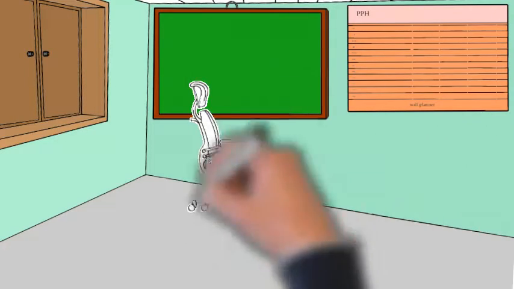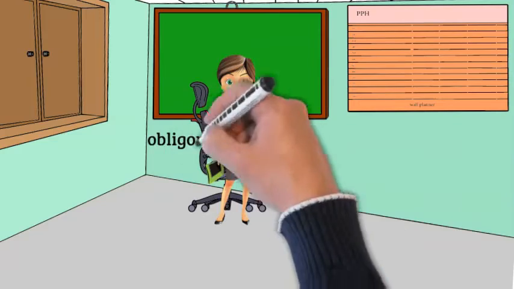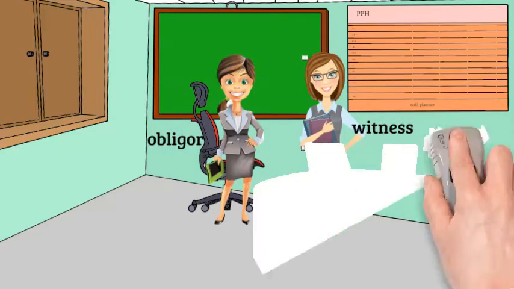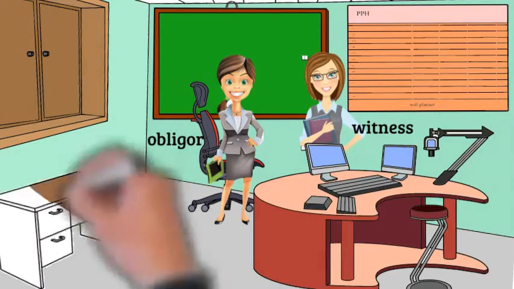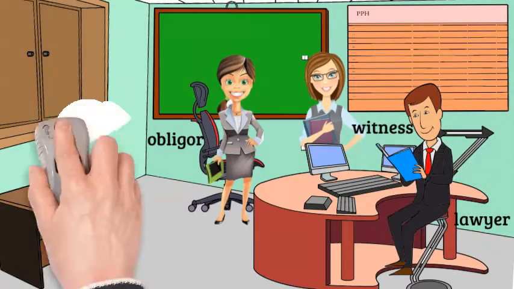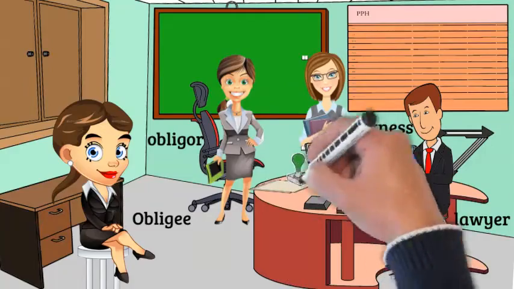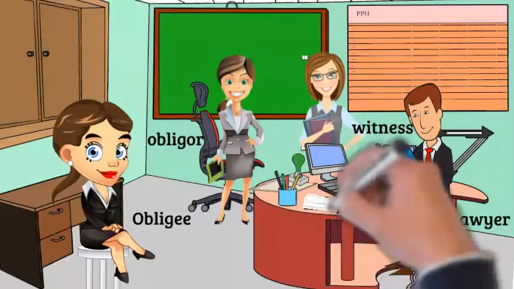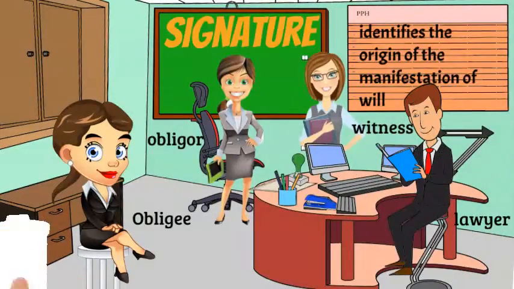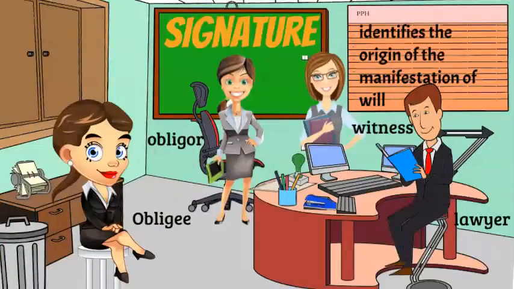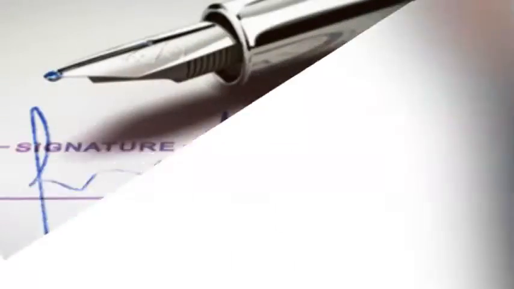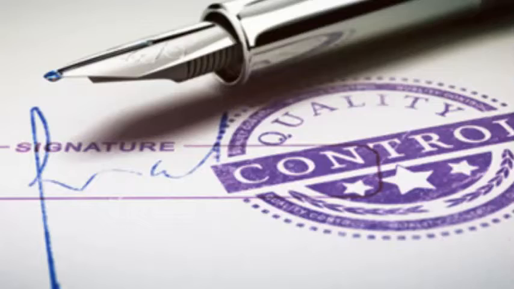Now, when we say signature, that is also an essential element because it's the final manifestation of will that what is contained in the written agreement is acknowledged, accepted. It's the manifestation of the will. And obviously, on that same piece of paper, there has to be the two signatures of the two parties who are binding themselves according to the terms and conditions contained in that agreement.